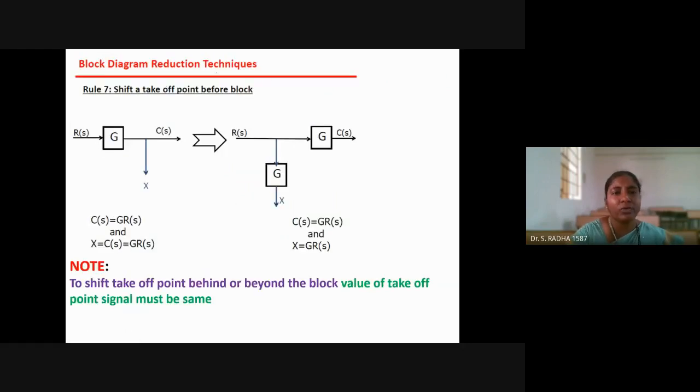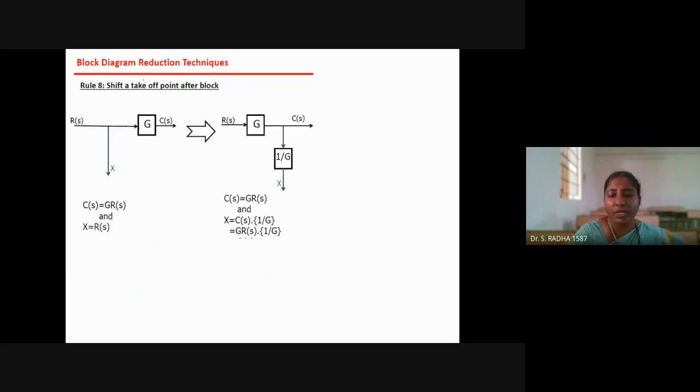I will go to the branch point. Takeoff point or branch point, one and the same. This is called a branch point. You are moving the branch point ahead of the block. G is the block. What you are doing is, before the block, a branch point is present.